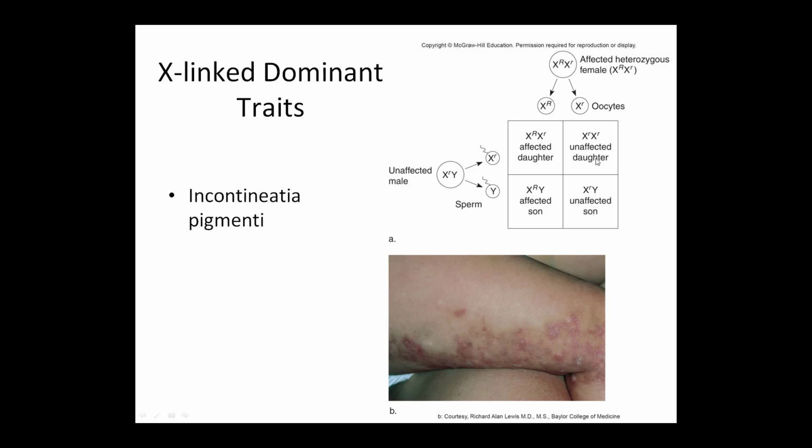So you could get unaffected daughters and affected daughters, because they get the capital R on the X chromosome. You can see this condition manifests as severe irritation on the thigh region and any places where there's a lot of sweat. But in sons, you can see that the affected son will be embryonically lethal, so they won't even be born, and the unaffected son would be healthy.